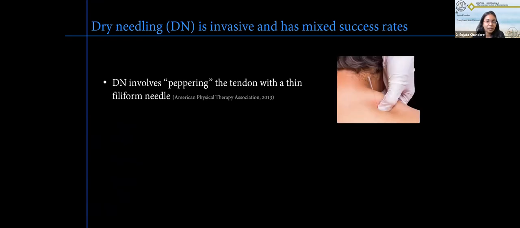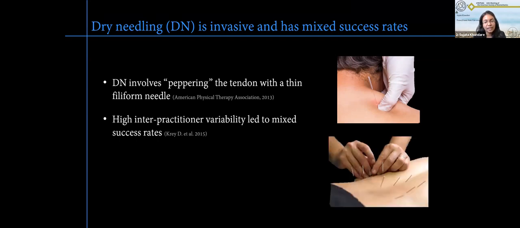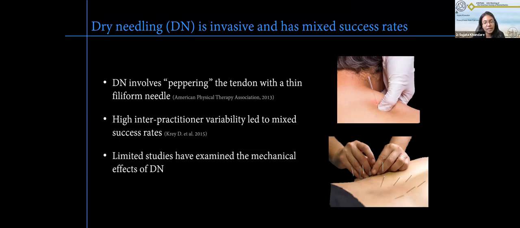Dry needling is one of the widely used conservative therapies for treating tendon injuries. Dry needling involves peppering the tendon with a thin filiform needle to alleviate pain and restore function. However, it is invasive and the high interpractitioner variability has led to mixed success rates. Repeated needle insertions at the tendon might disrupt the collagen fibers, thereby weakening the tendon and increasing the risk for tendon failure. Moreover, limited studies exploring the mechanical effects of dry needling expose a gap in our understanding of this treatment's implications.